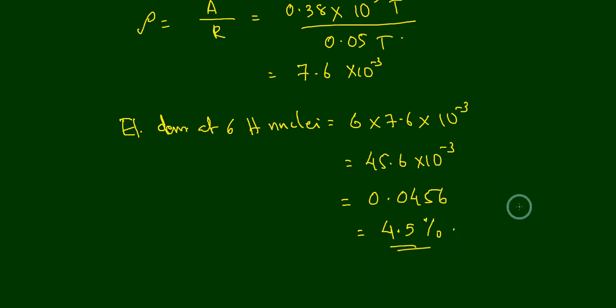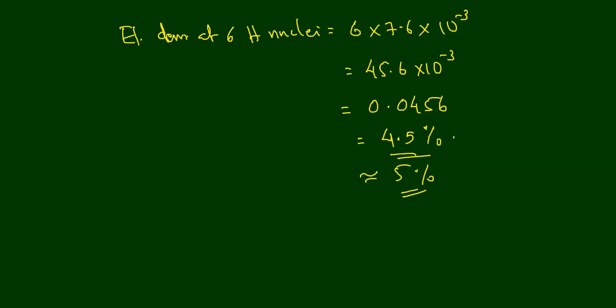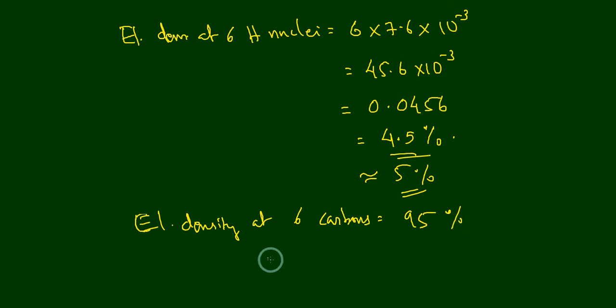So the electron density at the 6 hydrogen nuclei altogether is 4.5 percentage, or roughly we can say it is 5 percentage. Okay, so 5% of the electron density will be at the hydrogen atoms. So the remaining 95% of the electron density will be at the carbons, right? So the electron density at the 6 carbons will be equal to 95 percentage. It means that each carbon will have a share of 16 percentage.